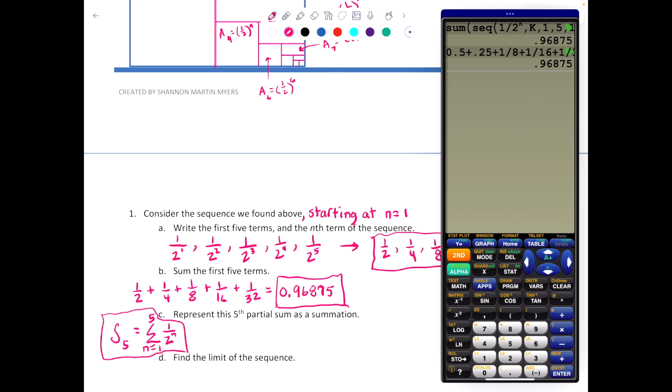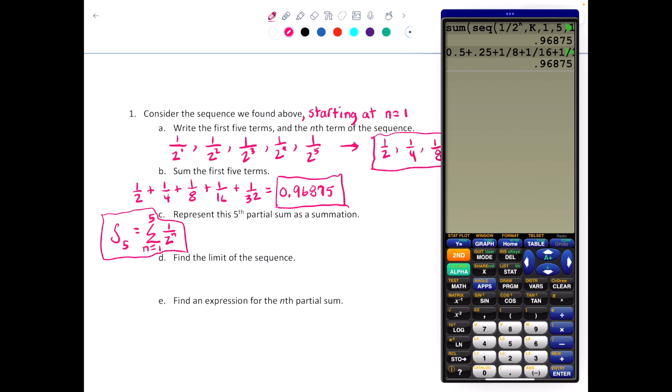All right, now find the limit of the sequence. So the limit as n approaches infinity of our sequence 1/2 to the n is equal to what? Good. As n gets large, the denominator gets super large, which means it goes to 0. So our sequence 1/2 to the n converges.